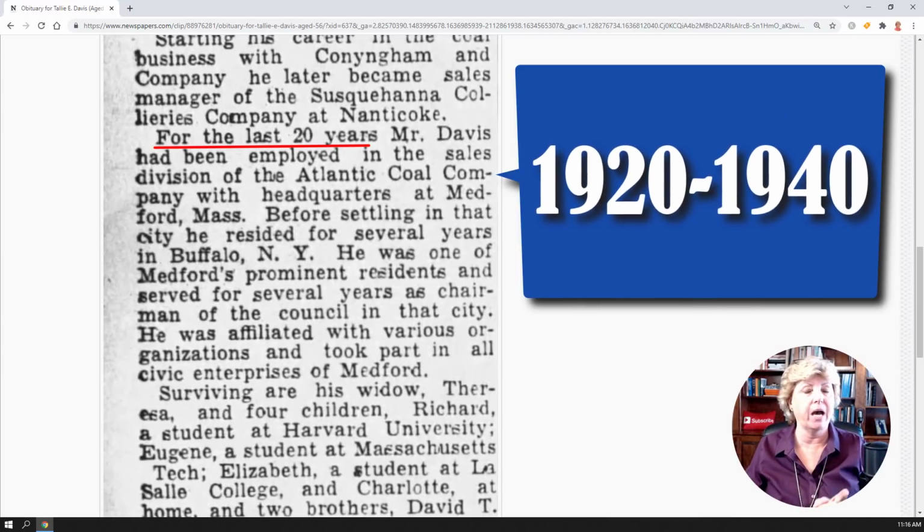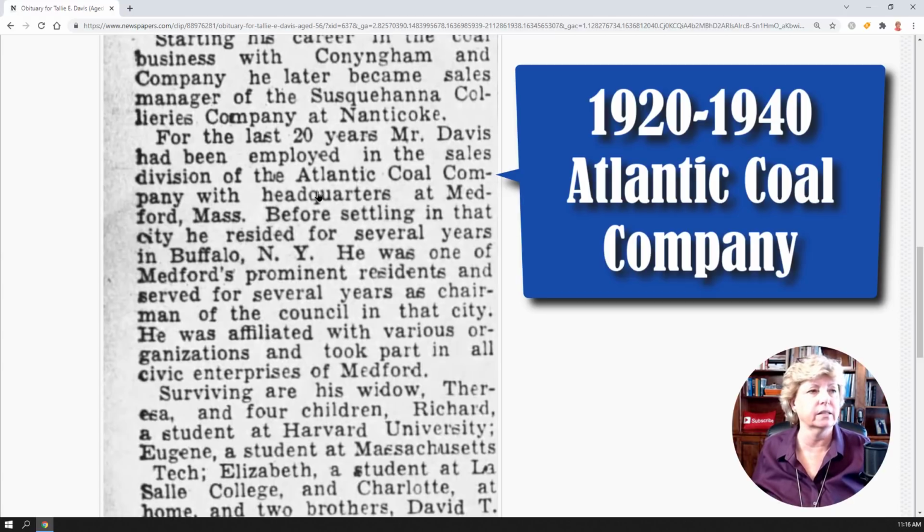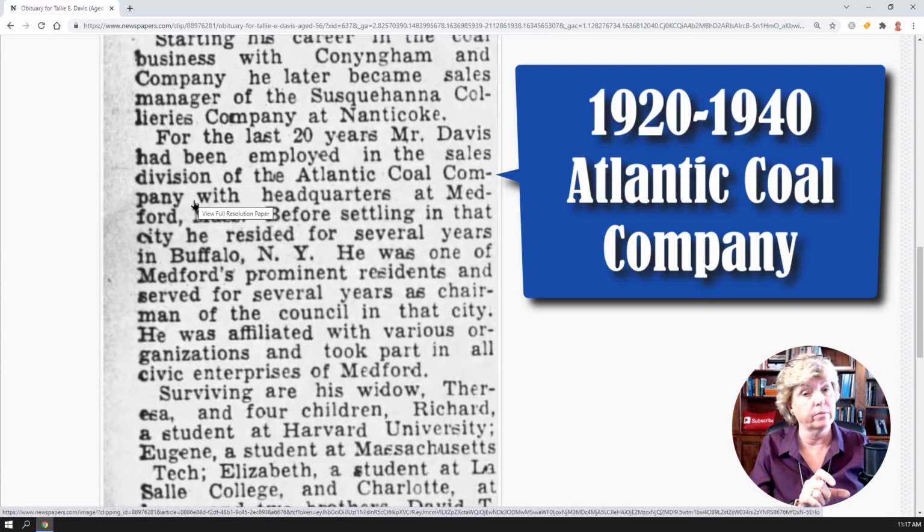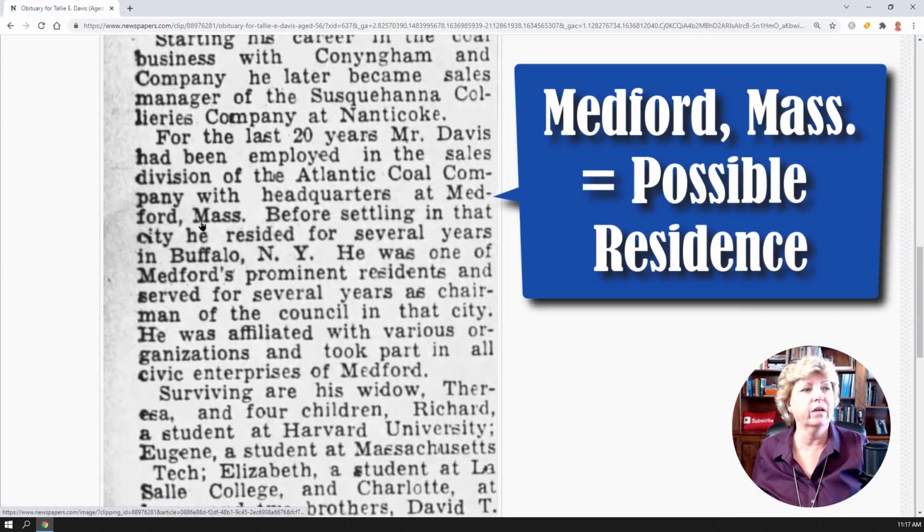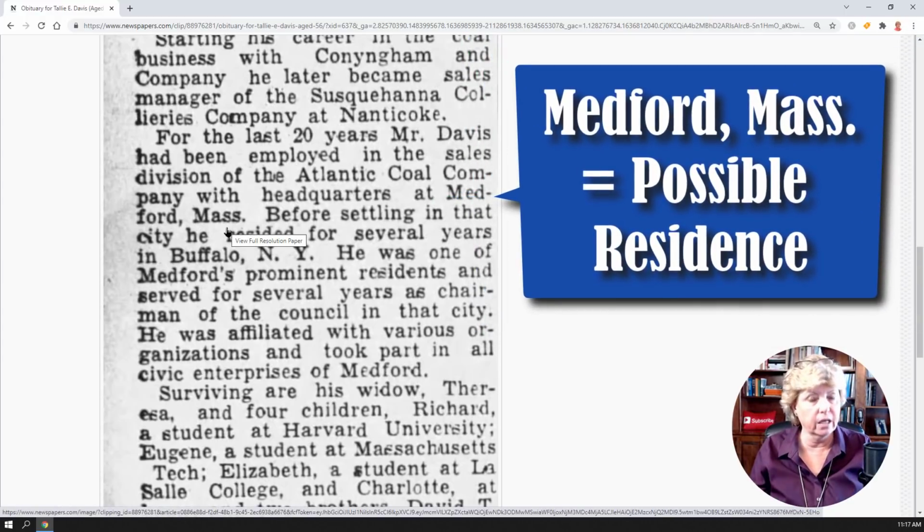So that means from about 1920 to about 1940, Mr. Davis was employed in the sales division of the Atlantic Coal Company. So now we have another occupational clue. We have a time frame of 20 years, 1920 to 1940, and it was headquartered in Medford, Mass. So the company is headquartered in Medford, Mass, which gives me the indication that Tally is living in Medford, Mass. Pretty strong clue that he's living there, and he died there.